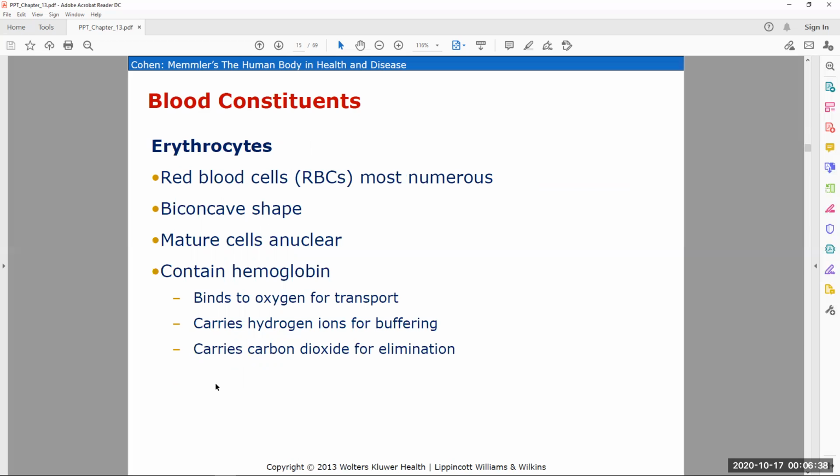Let's have a look at these red blood cells. The red blood cells are most numerous and they're biconcave, and the mature cells are anuclear. Now, anuclear means it doesn't have a nucleus.